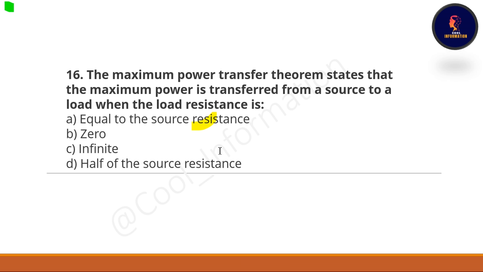Next question. The maximum power transfer theorem states that the maximum power is transferred from a source to a load when the load resistance is what? Equal to the source resistance, 0, infinite, or half of the source resistance. And the correct option is option A, which is equal to the source resistance.